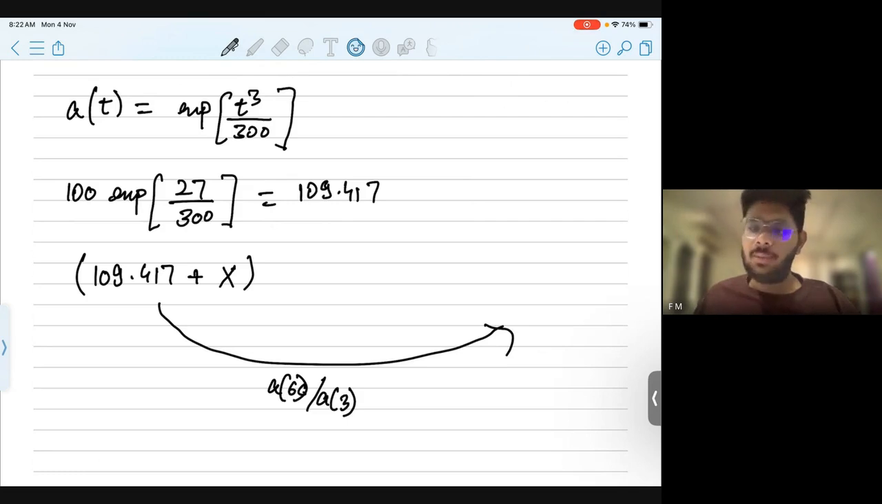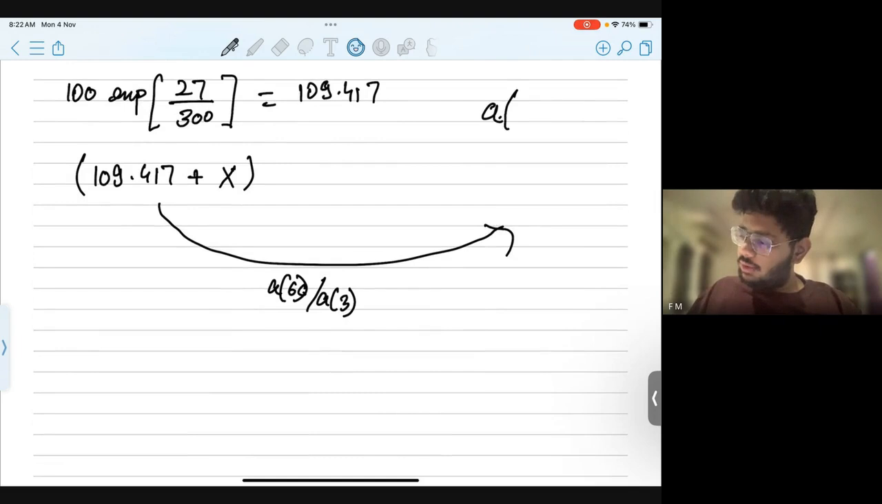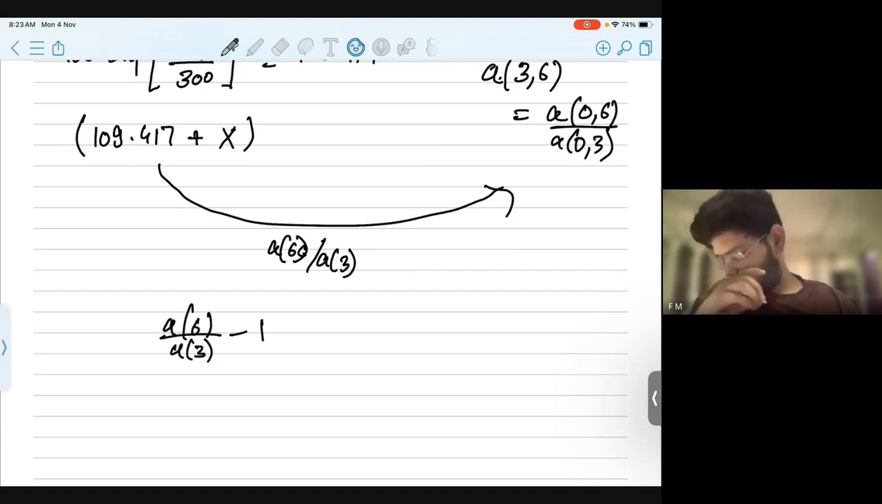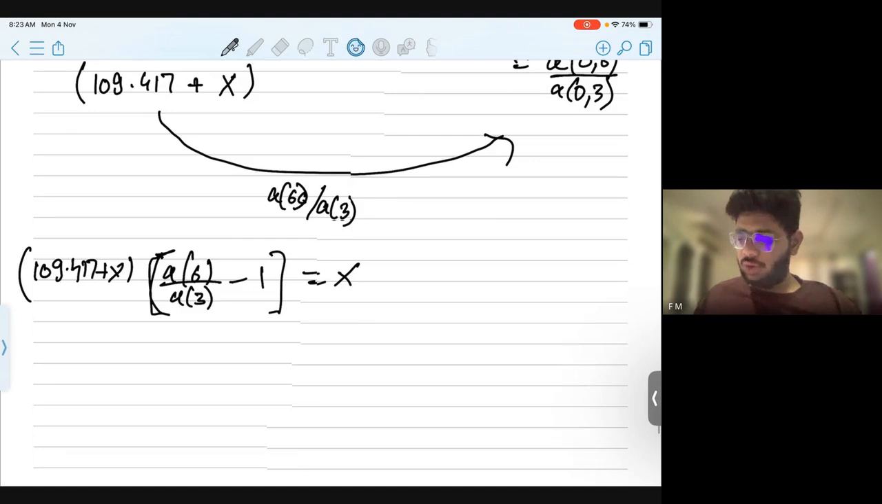ठीक है. I cannot simply use A6 because A6 means from 0 to 6. So essentially what I use here is A(3,6) is equal to A(0,6) upon A(0,3). Okay. So now this gives me the fund value. So what will give me the interest? A6 upon A3 minus 1. Now this multiplied by 109.417 plus x is equal to x. Solve this.